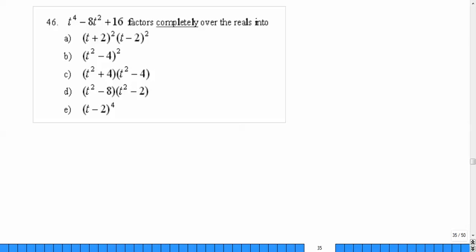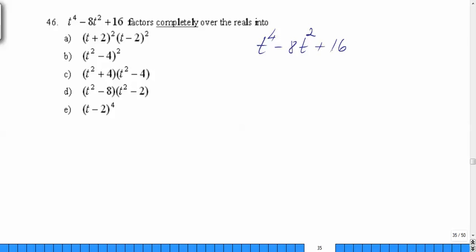46. t to the power of 4 minus 8t squared plus 16 factors completely over the real numbers into... And we have to check which one this factors completely into. Okay, what could be done? Well, let's check this expression in t separately here: t to the 4th minus 8t squared plus 16. I'm looking for common factors.